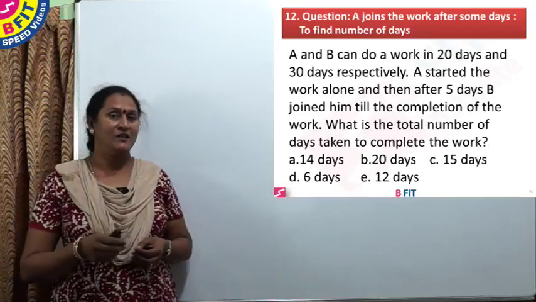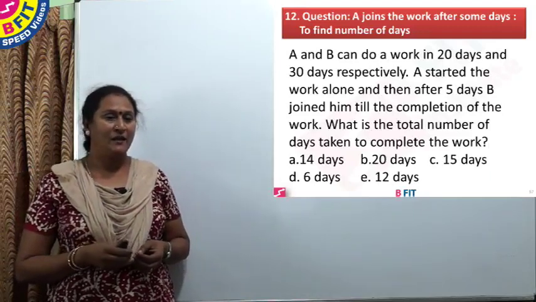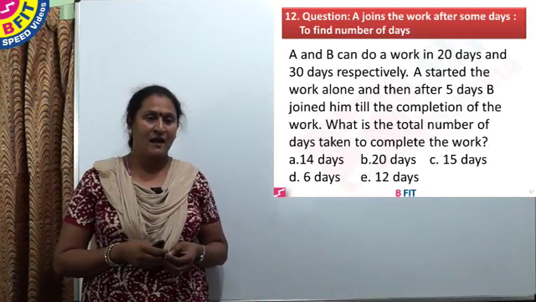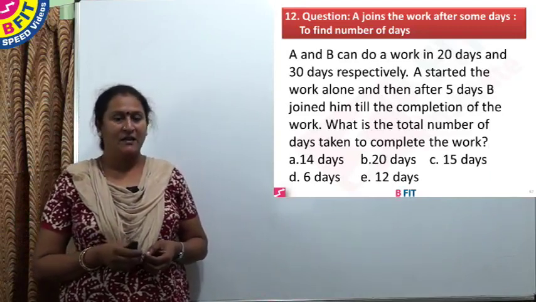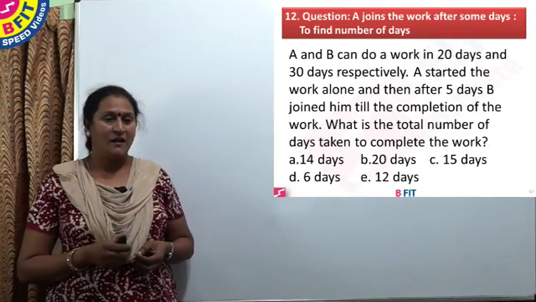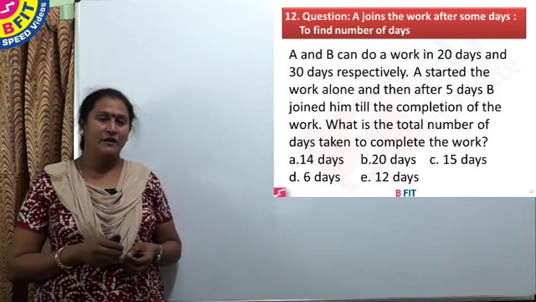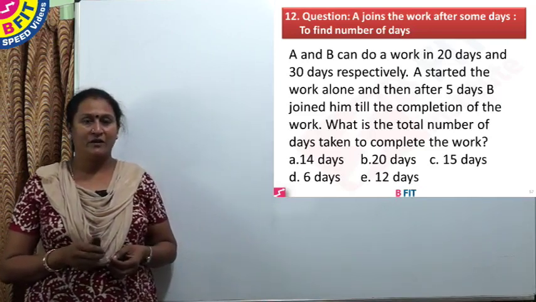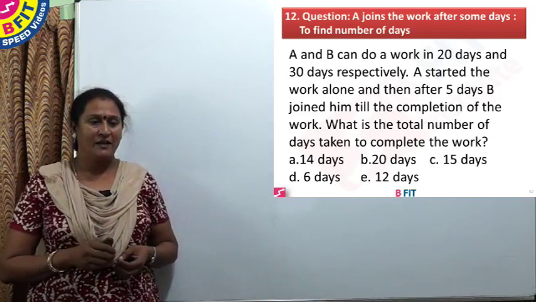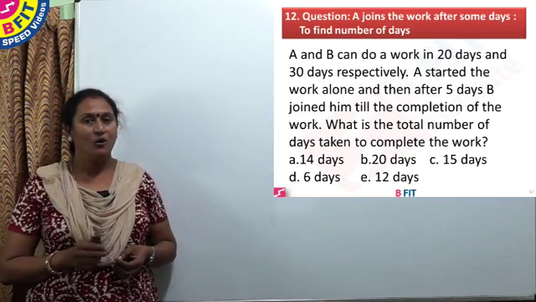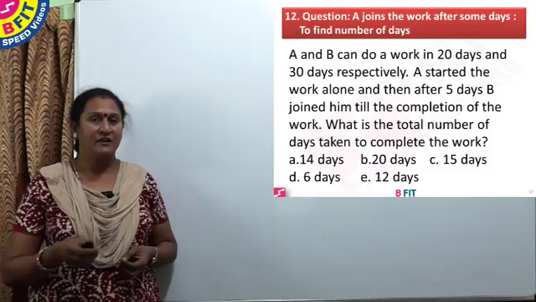So we'll see question number 12. A and B can do a work in 20 days and 30 days respectively. A started the work alone and then after 5 days B joined him till the completion of the work. What is the total number of days taken to complete the whole work? So we'll see the working.